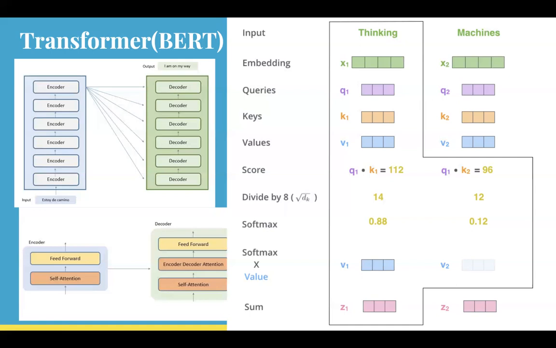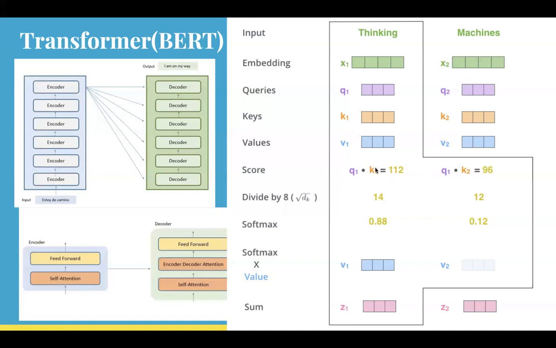And then in the second step, we calculate a score. Let's say we're calculating the self-attention for the word thinking. We need to score each word of the input sentence against this word. The score determines how much focus to place on other parts of the input sentence as we encode a certain position. So for thinking, it would have multiple scores: Q1·K1, Q1·K2, and so on for all the rest of the words in the input. The score is calculated by taking the dot product.